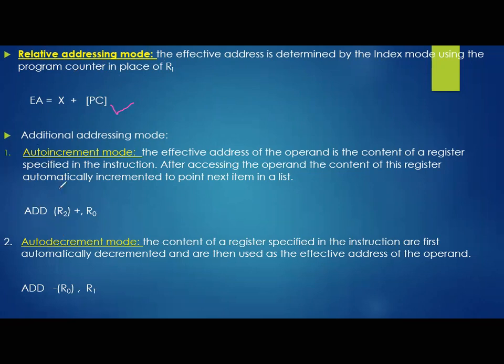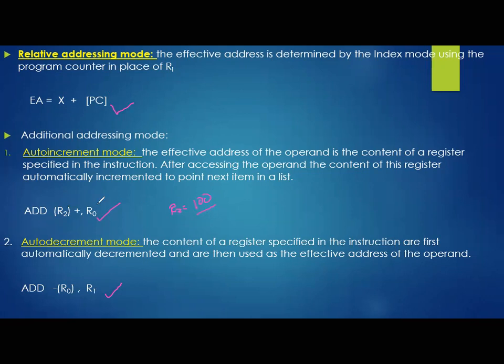Then the last two we got, additional addressing modes, we call them auto increment and auto decrement. Very simple. Registers are involved here, observe carefully. In this example, indirect addressing mode is used, and that is a must. The content of R2, whatever we have, should be considered as an address. For example, if we have 100, then 100 should be considered as an address.